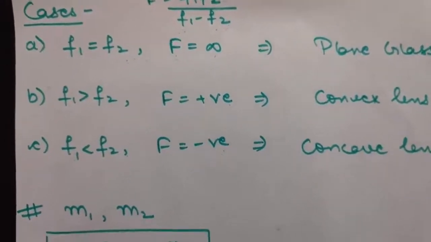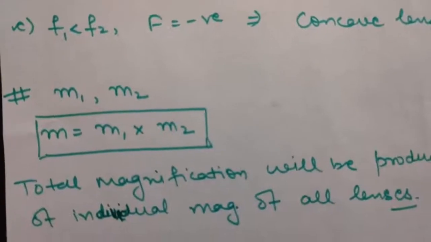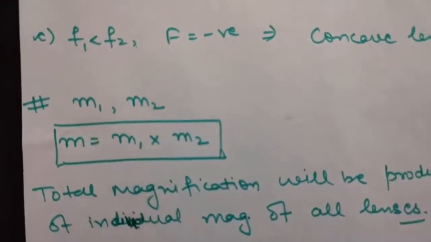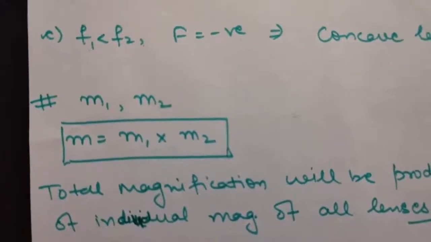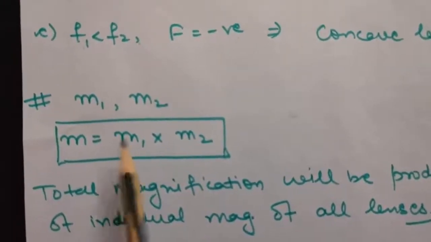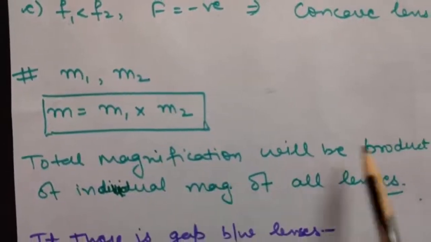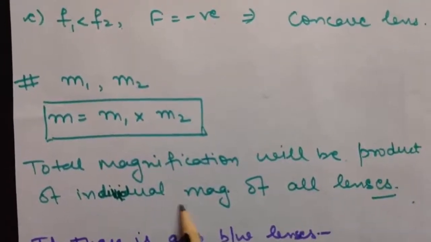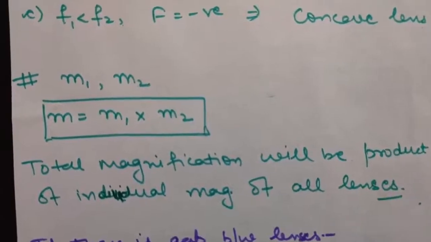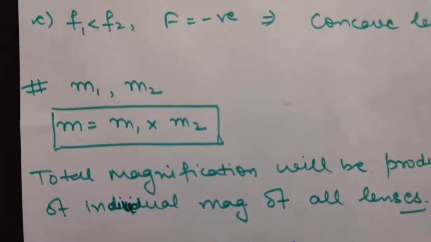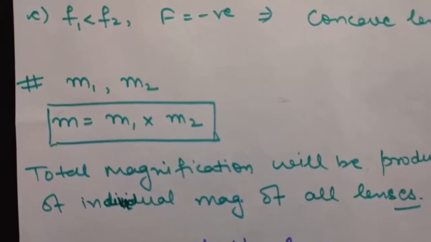Now suppose the lenses that we have combined have magnification of M1 and M2 individually, then the magnification of the final image will be given by M1 into M2, that is, the total magnification will be the product of individual magnifications of all the lenses. Suppose you have 3 lenses, then the total magnification will become M1 into M2 into M3.